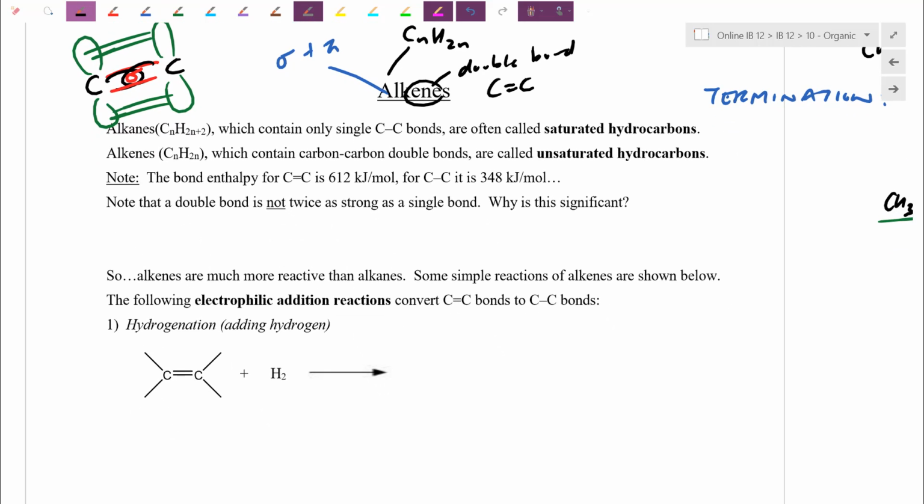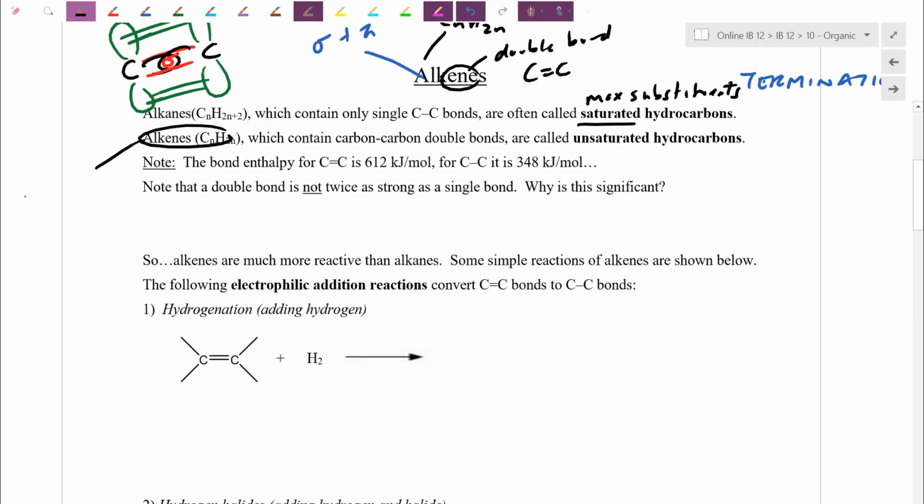Alkanes with the formula CnH2n+2 only contain single bonds. They're fully saturated. They contain the maximum substituents, the maximum things attached to them, so they have the maximum number of hydrogens or whatever else has been put onto them. For the alkenes we're going to look at, every time you form a double bond, you lose two hydrogens. We're going to assume just having one double bond.